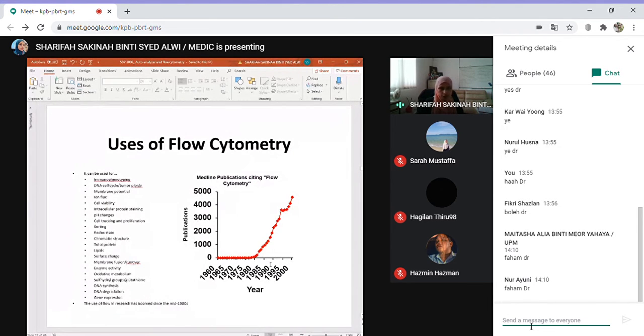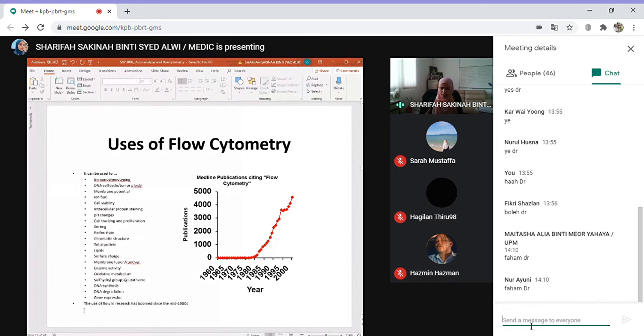Now, uses of flow cytometry. Flow cytometry has been used for a very long time. It can be used for so many things, which you can read here later. Usually, for a research project with Flowcyto, the possibility of it being accepted in a publication is very high, because the accuracy is also very high. Whatever data you get from the Flowcyto is very accurate.